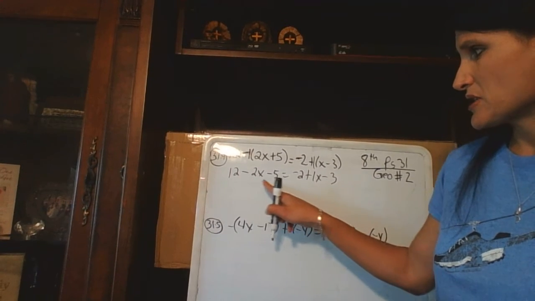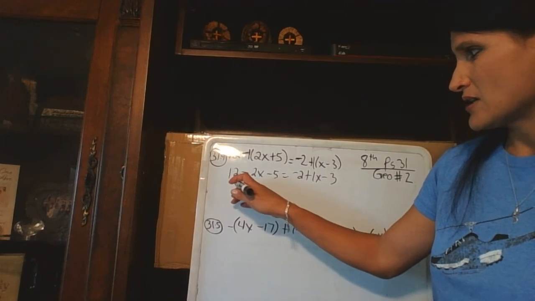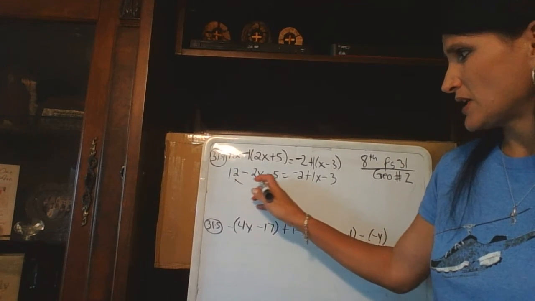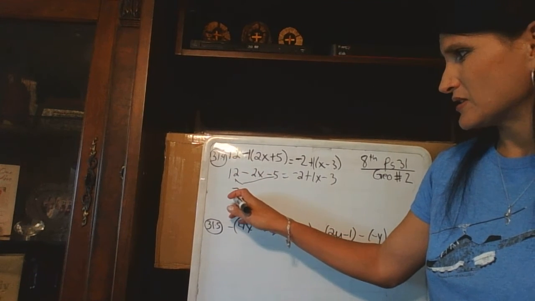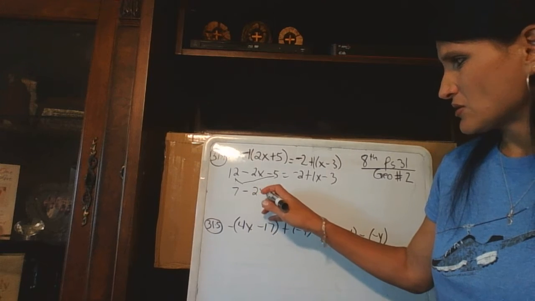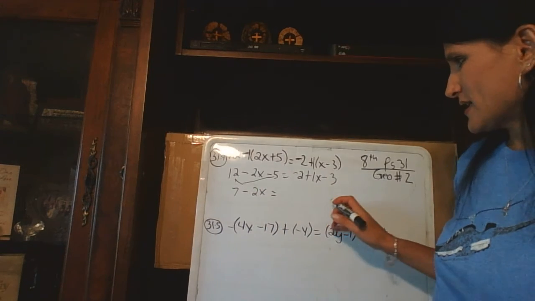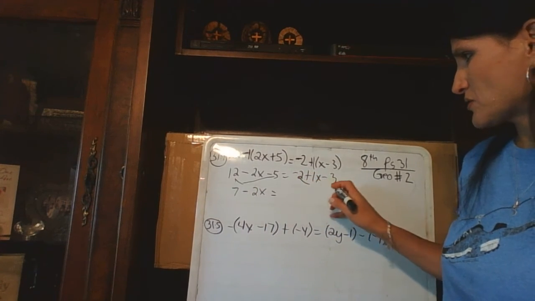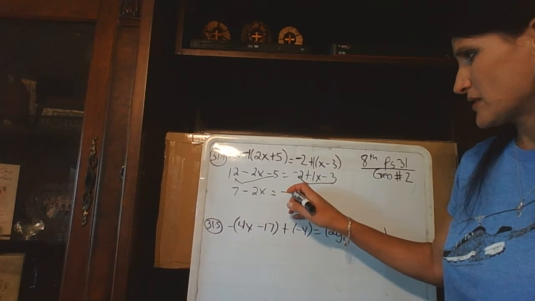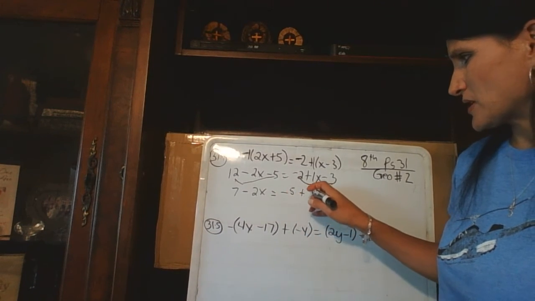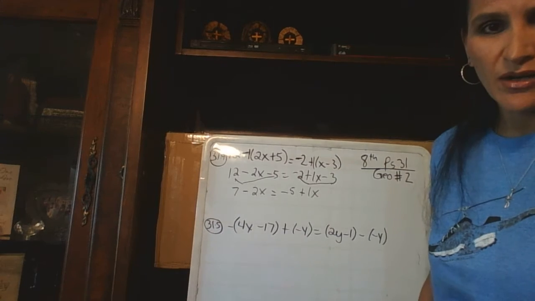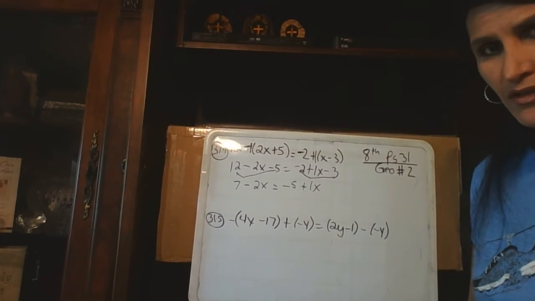So my like terms here are the 12 and the negative 5. So I'm going to say 12 minus 5 is 7. I'm going to drop down the negative 2x. On the right side, my like terms are negative 2 and negative 3, which is going to be negative 5, and I'm going to drop down the 1x. I now have a more simplified equation.